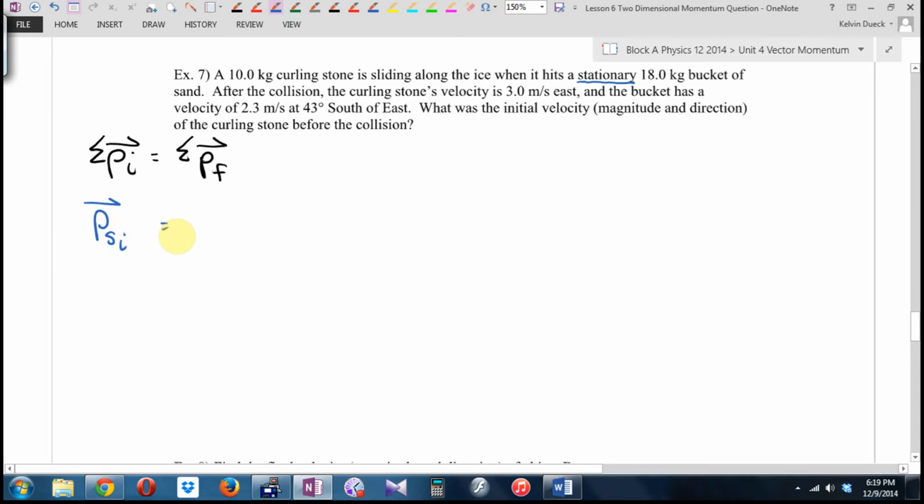Wham! They collide. After the collision, what's moving? The stone, the bucket, or both? Both. Stuck together or separate? Separate. Are there angles? Yep. I better gulp. So the initial velocity of the stone, oh, that's what they want me to find.